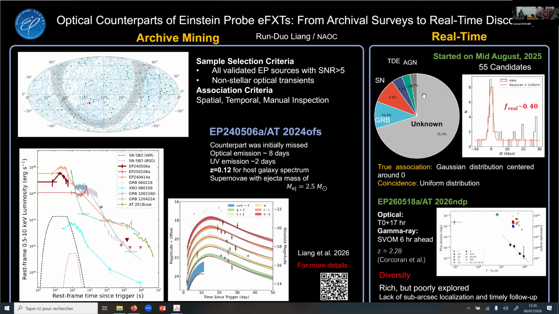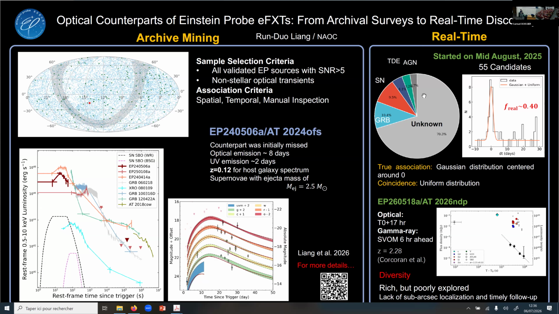And in addition, some transients like TDE or supernovae have a longer time delay for the emergence of optical emission. So our work is aiming to discover and identify the optical counterpart using wide field survey data. So we started from archival data mining. We construct an X-ray source sample from EP, and here's the sky distribution of that. We then perform a spatial and temporal cross-match with the optical data.